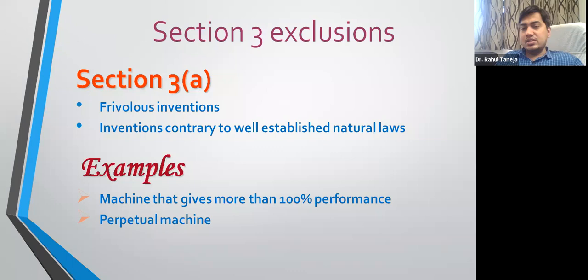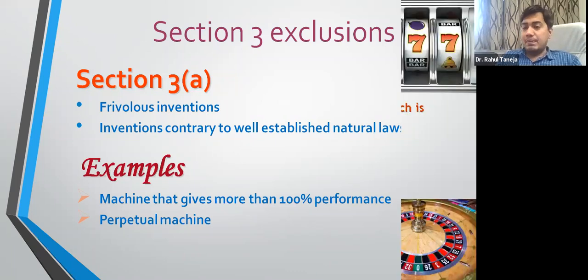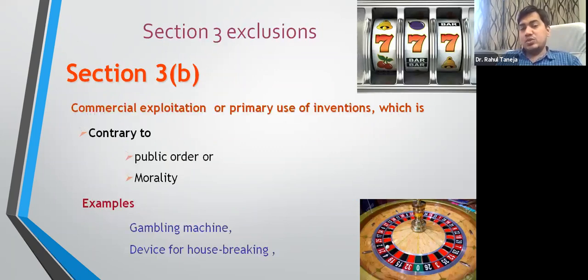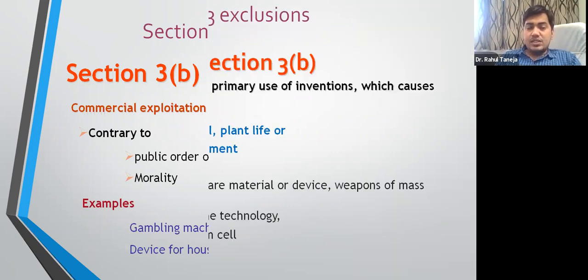Section 3A covers frivolous inventions and inventions contrary to well established natural laws, like a machine which gives more than 100% output. Section 3B: commercial exploitation or primary use of an invention which is contrary to public order and morality. That also cannot be filed for a patent application, like a gambling machine or a device for house breaking. Such things cannot be filed.